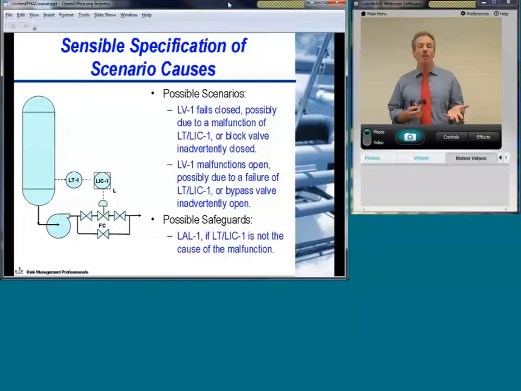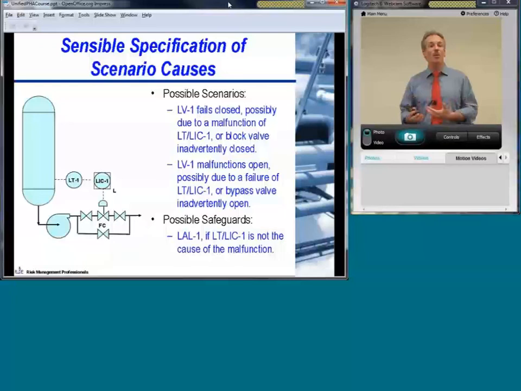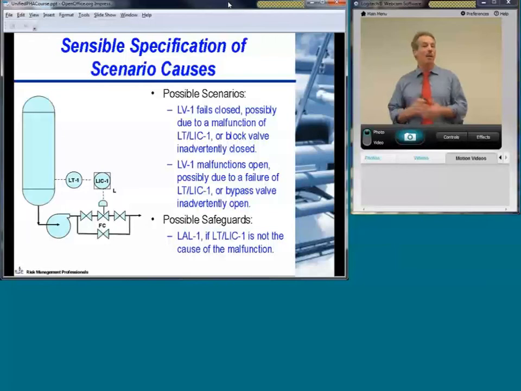The level control valve can malfunction open. You'd want to look at that during a HAZOP study too. And also, you want to pull out various safeguards. There may be alarms or other features, and those come into play. So again, the whole HAZOP study translates the functional depiction into a tabular depiction of what possible weaknesses there are. So let's talk about human error a little bit more.